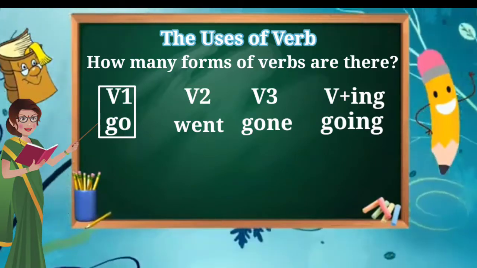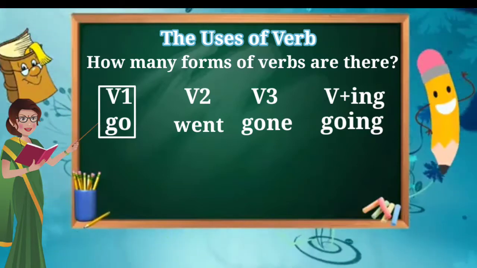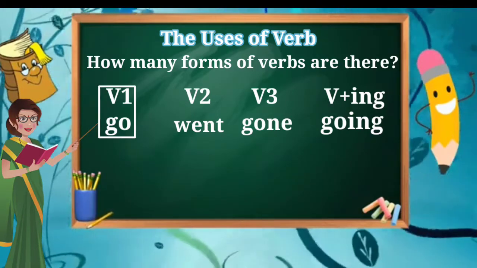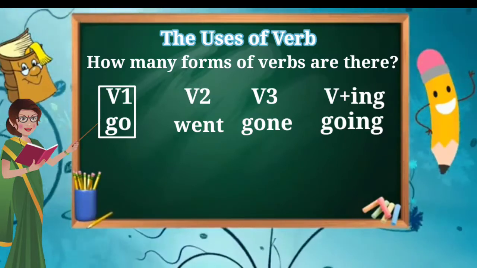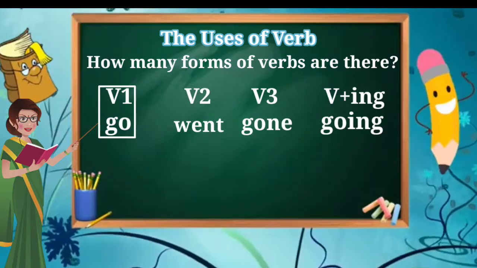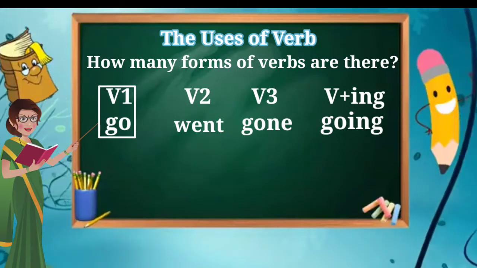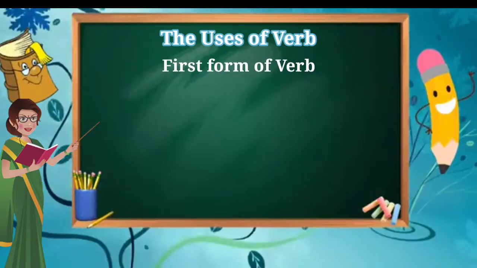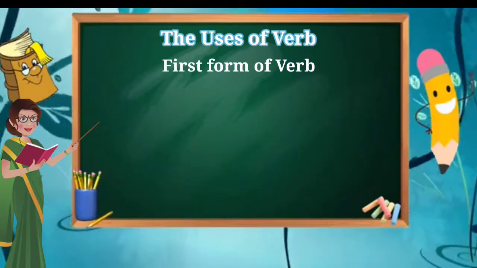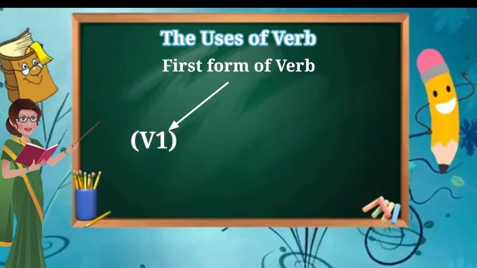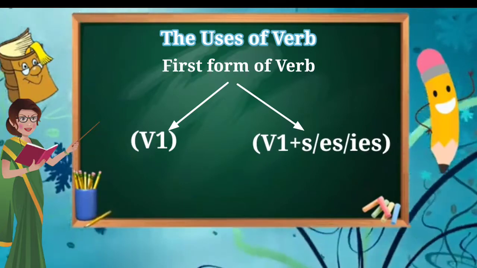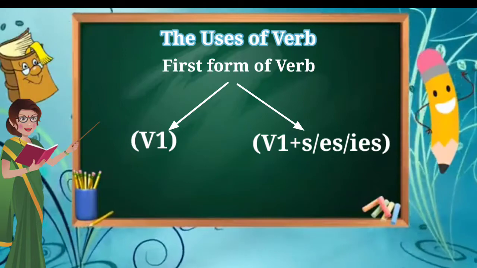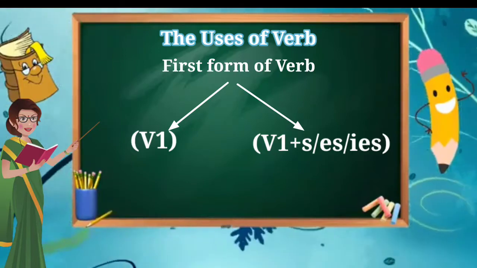Here present means whatever you do in your daily life or your regular work is the present form. And basically in this case we just use first form of the verb. Another thing is that the first form of the verb can be written as V1 form or V1 plus S, ES, IES form. So here V1 form is very simple.